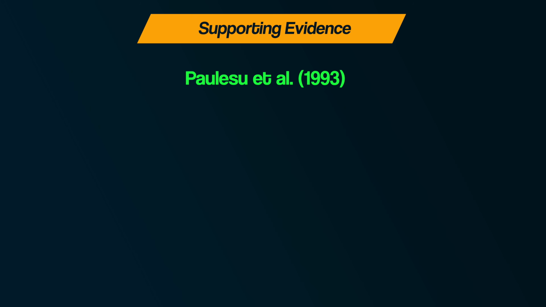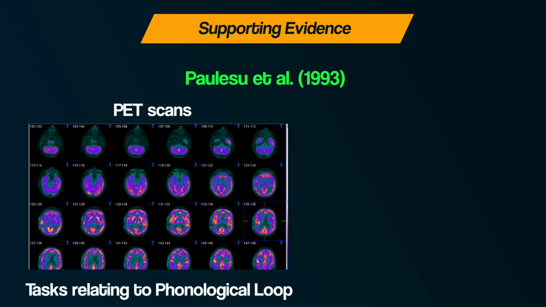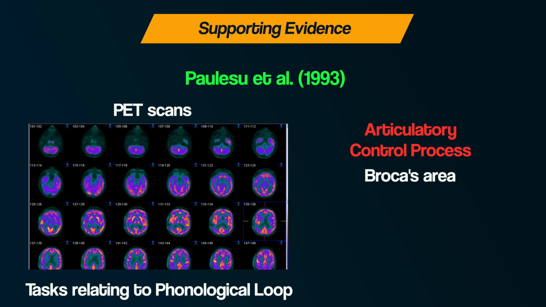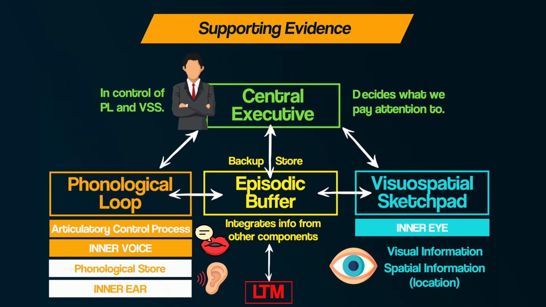Further support comes from Paul et al. in 1993. In their study, they used PET scans to investigate brain activity during tasks involving the phonological loop. They found that the articulatory control process, the inner voice, was located in Broca's area, whereas the phonological store, the inner ear, was located in a different area of the brain. This supports the working memory model by providing evidence for the separation of the phonological store and the articulatory control process, showing that they rely on distinct brain areas for different functions.